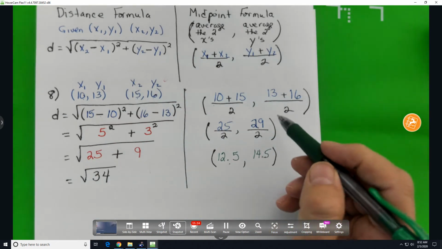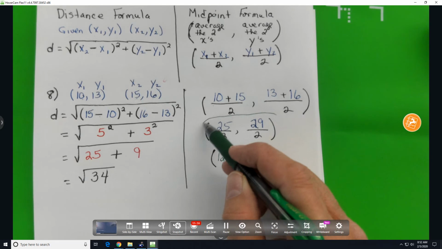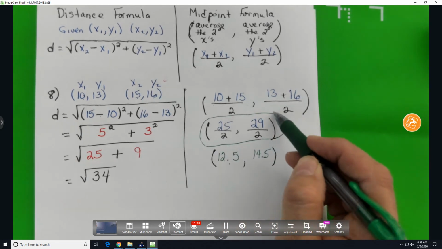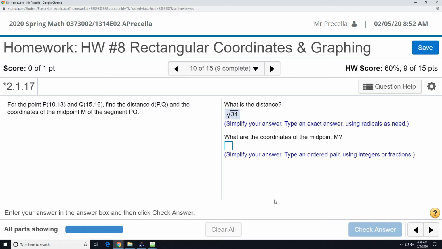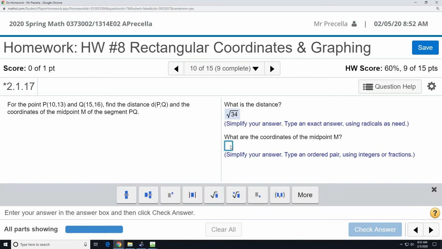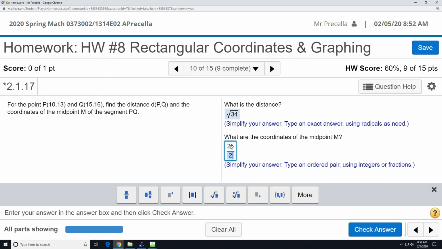Okay? But the thing you're going to type in will be the fraction, the one with the fractions. I don't think it says you can type in decimals. Let me make sure. Yeah, use either integers or fractions. Be careful. 25 over 2, right arrow, comma, 29 over 2.